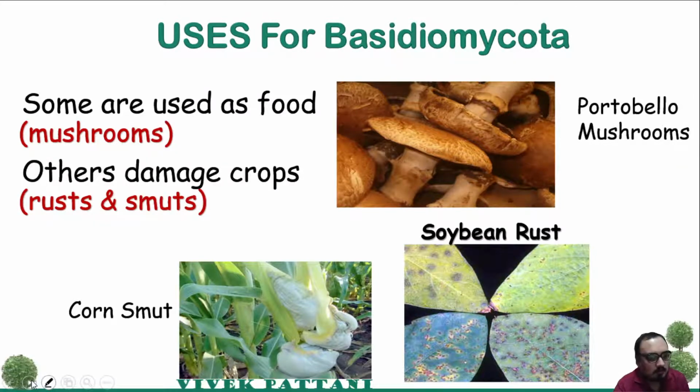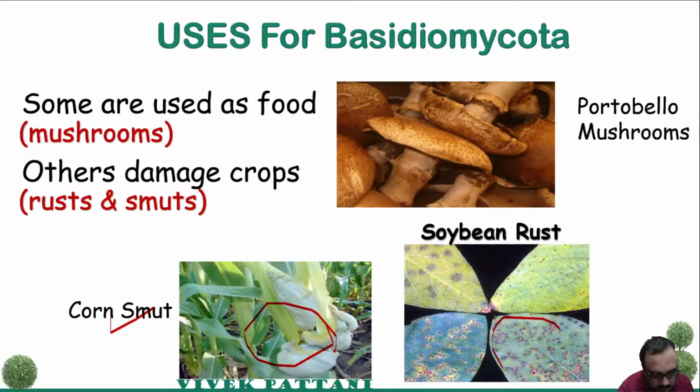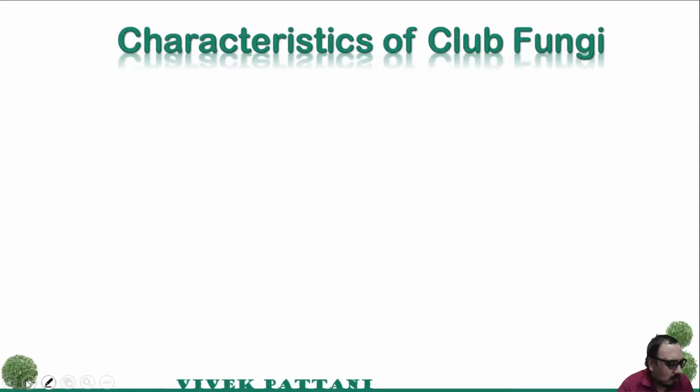This is a photograph of a corn smut, where you can clearly see the smut and the rust, which appears similar to the rusting of iron. Today's lecture will be more of an informative and generalized lecture regarding the fungi.